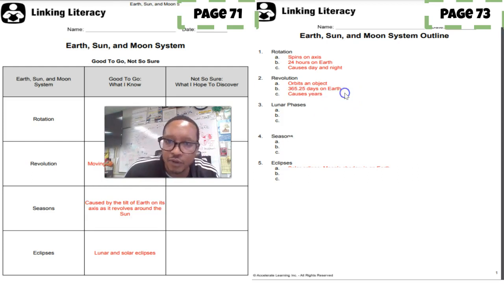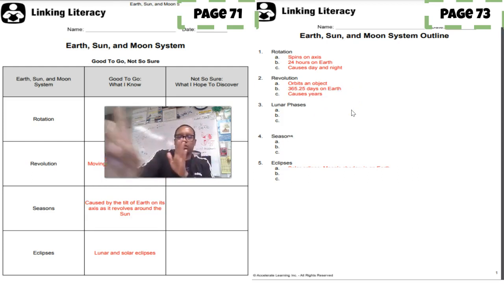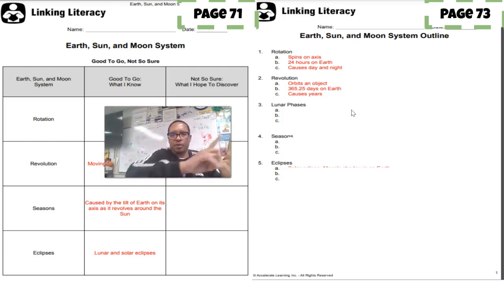Okay, let's talk about a revolution. It orbits an object. So it's how long it takes to orbit an object. If we look at Earth, it's 365.25 days. Remember we talked about that with the leap year? You know what I'm saying? We talked about how that works. And then this causes years.